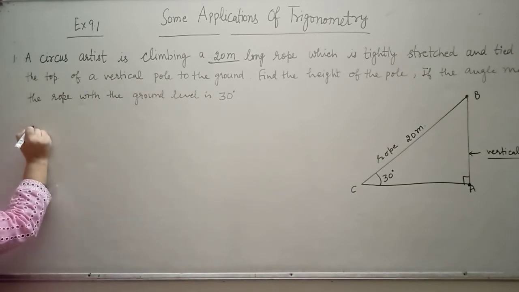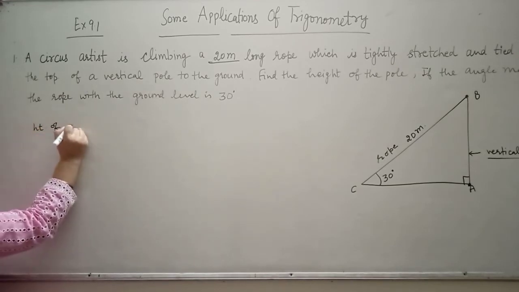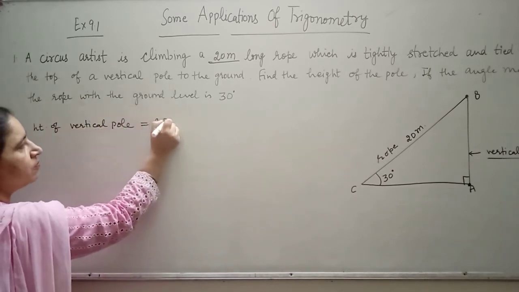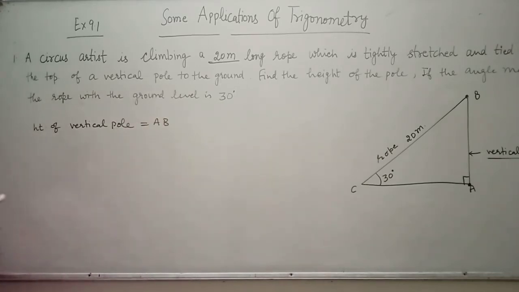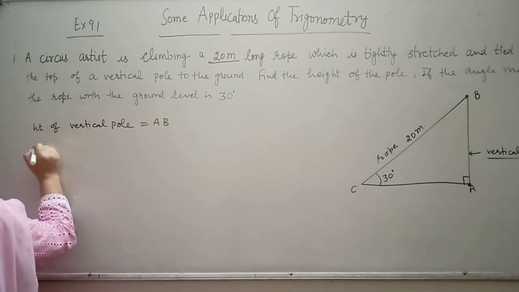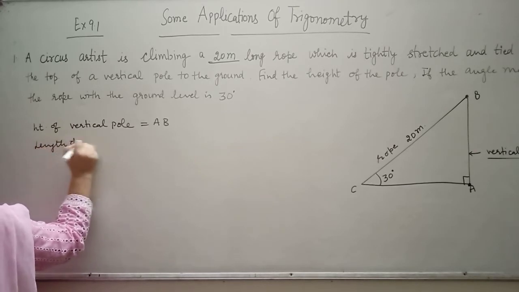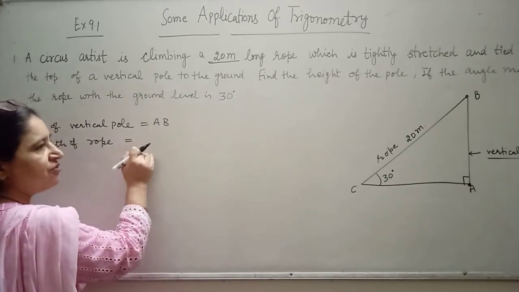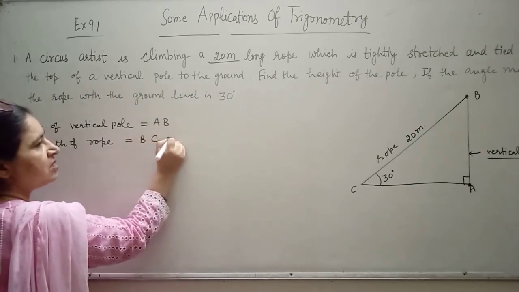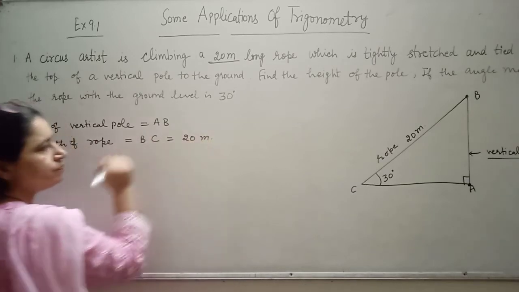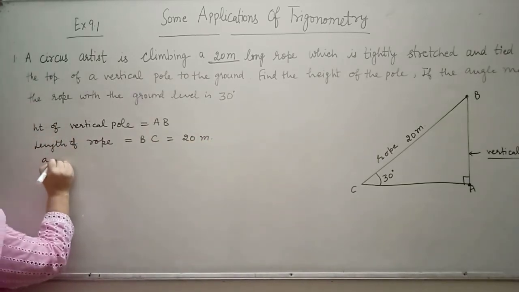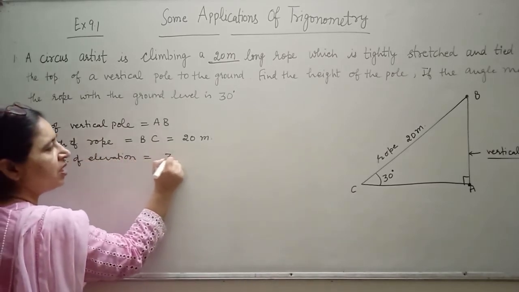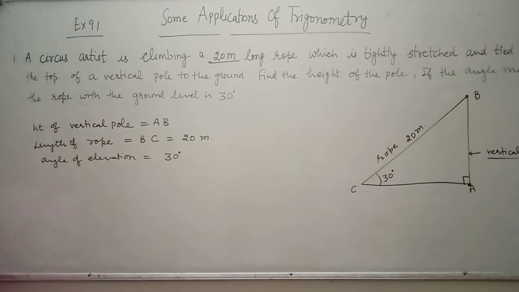First, you have to write height of vertical pole equal to AB. You need to mention it. It also carries marks. Now length of rope, this is BC, this is equal to 20 meter. It carries half a mark. Angle of elevation is equal to 30 degree.